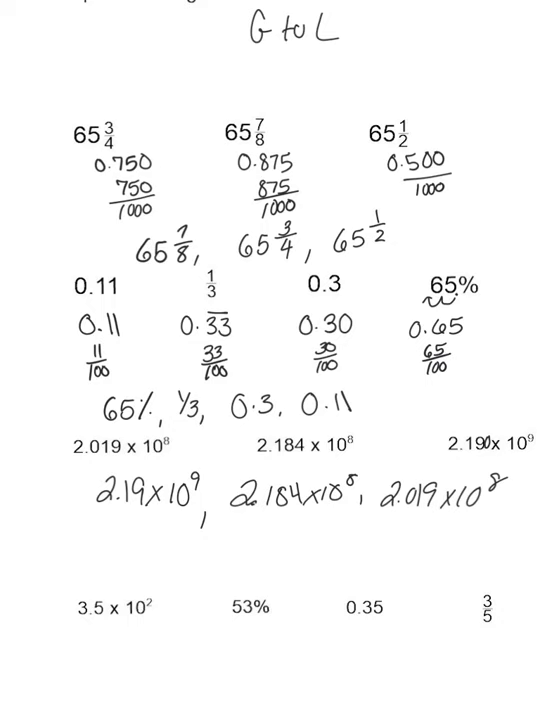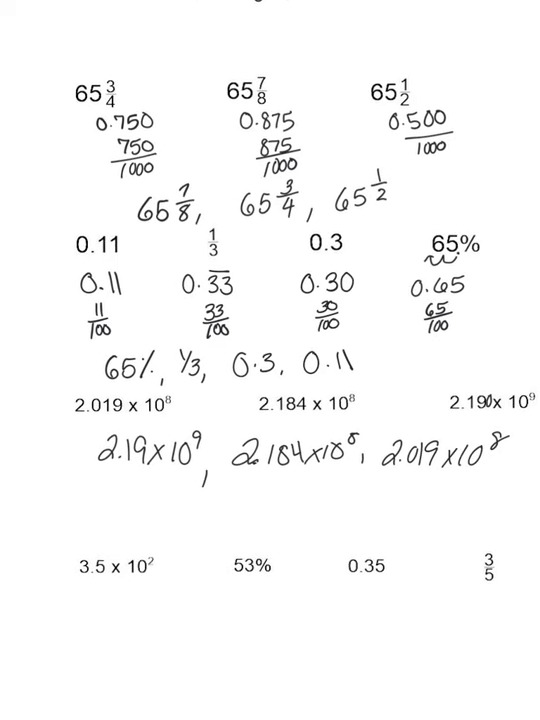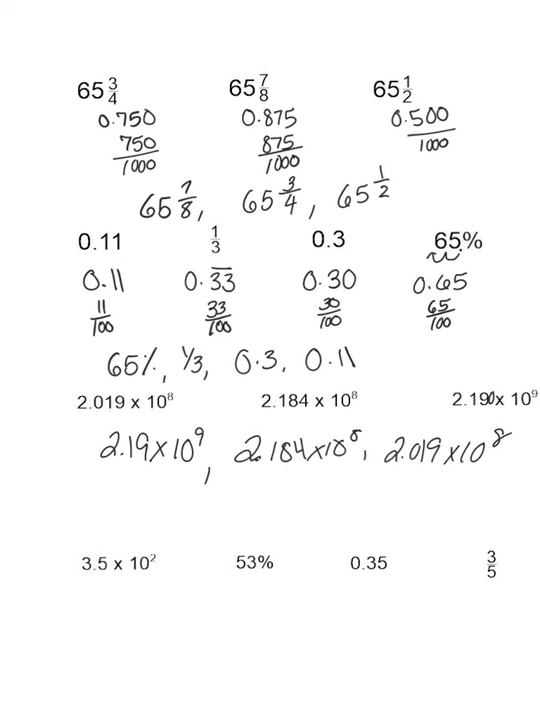Okay, then last one down here. Let's get this up just a little bit. 3.5 times 10 to the 2nd power, I have to move my decimal 2 places to the right. So that'll be 350. 53%, percent to decimal, that goes back to the left. So I have 53 hundredths. Here I have 35 hundredths, and 3/5 is 6/10. I need to have 2 digits after my decimal, so that will be 60 hundredths. Okay, 350 is the only one above 0, so it will be my biggest.